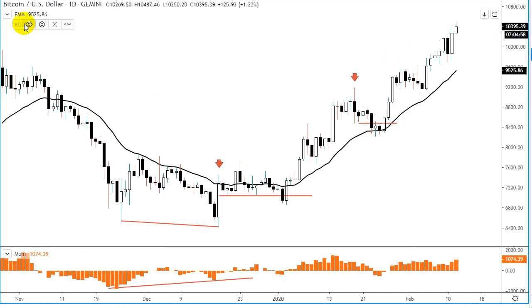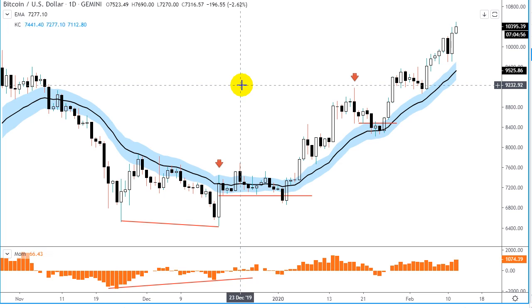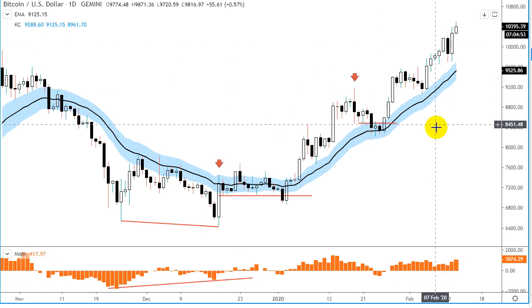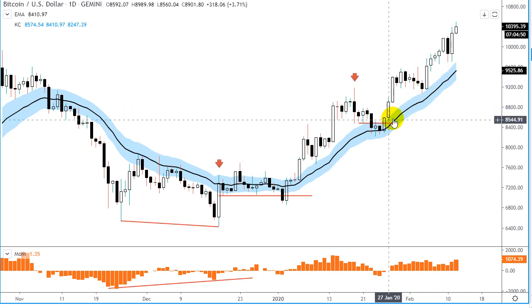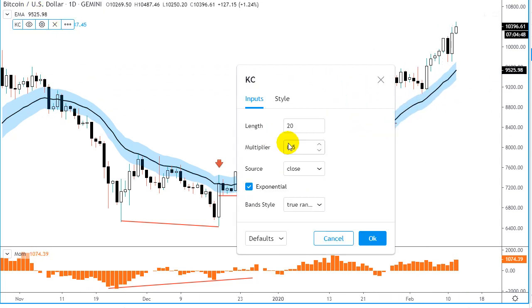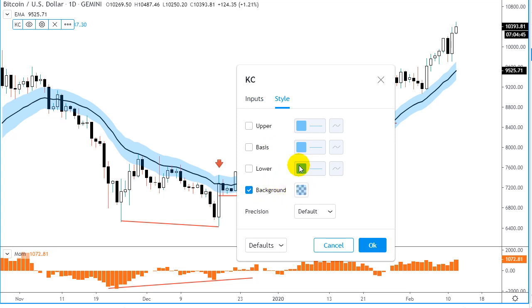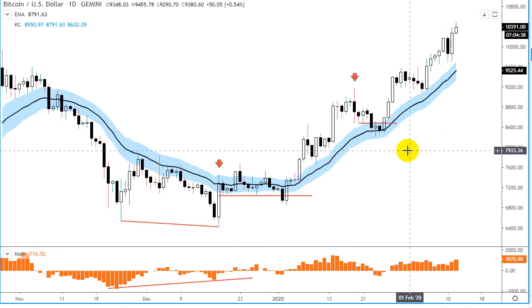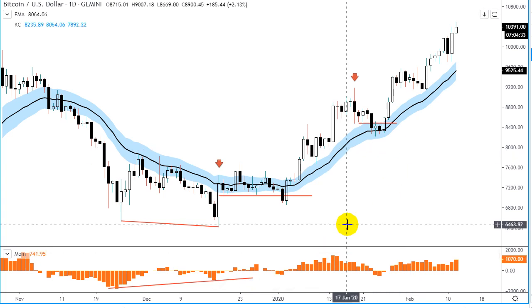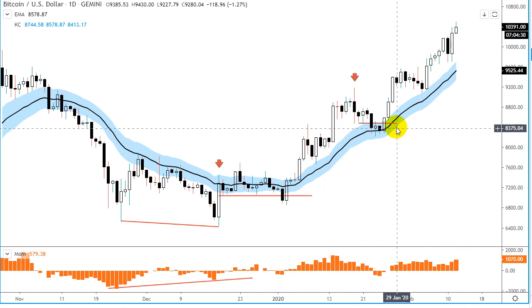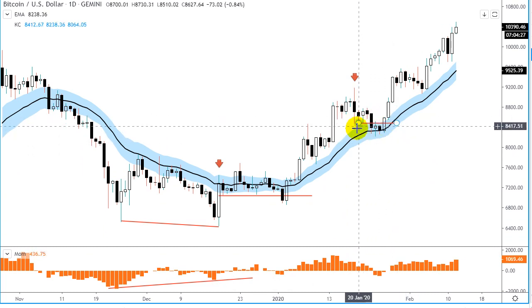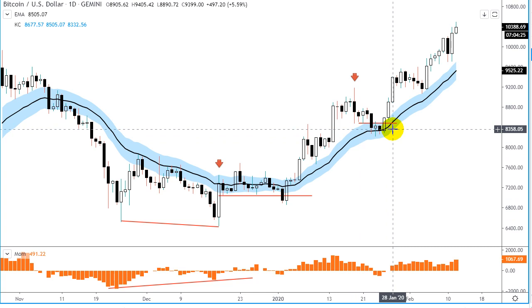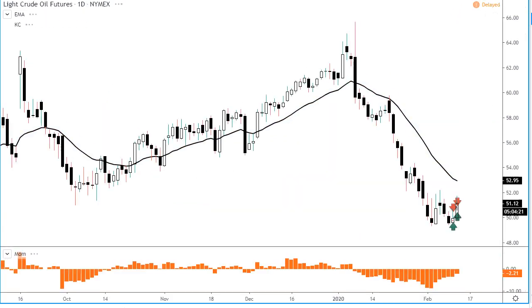I did say we would look at a different way to measure a pullback and be more objective. I'm going to pop on this Keltner channel, and I've taken off the high band, the low band, and the baseline in the middle. Using the background only, I'm using half of an ATR, and this is a 20-period exponential moving average. So you could say to yourself, I need price after a momentum high, or momentum low for shorts, to pull back into the blue area. It's that simple. It doesn't get more complicated than that.